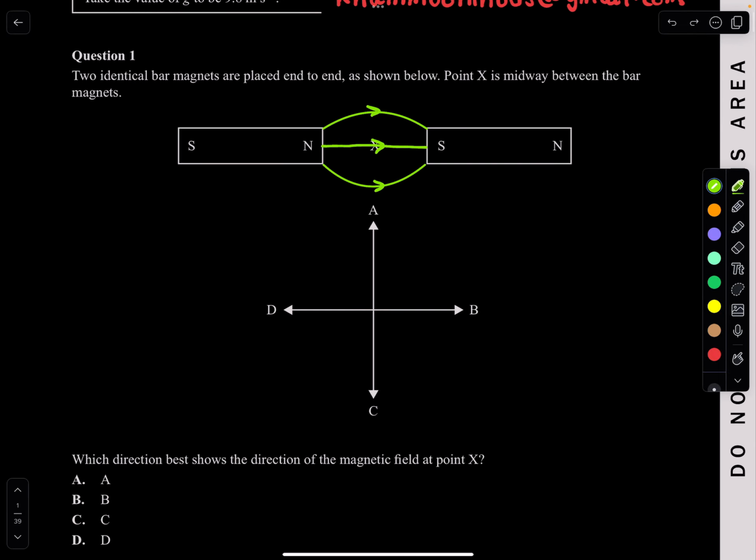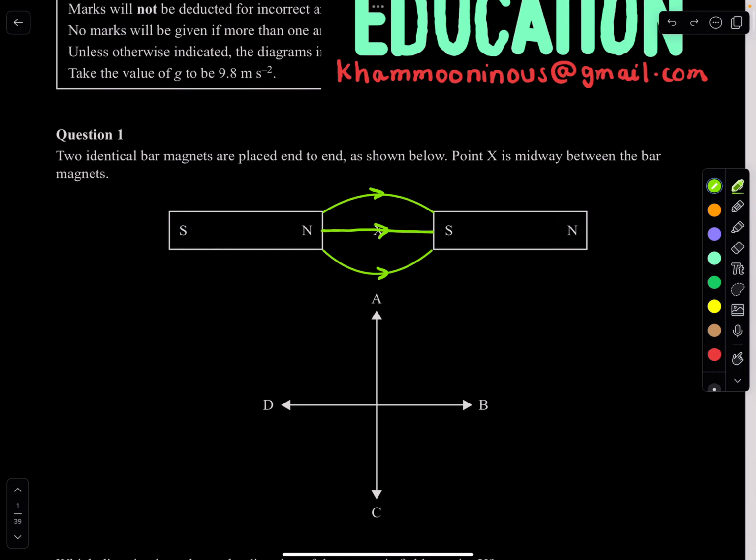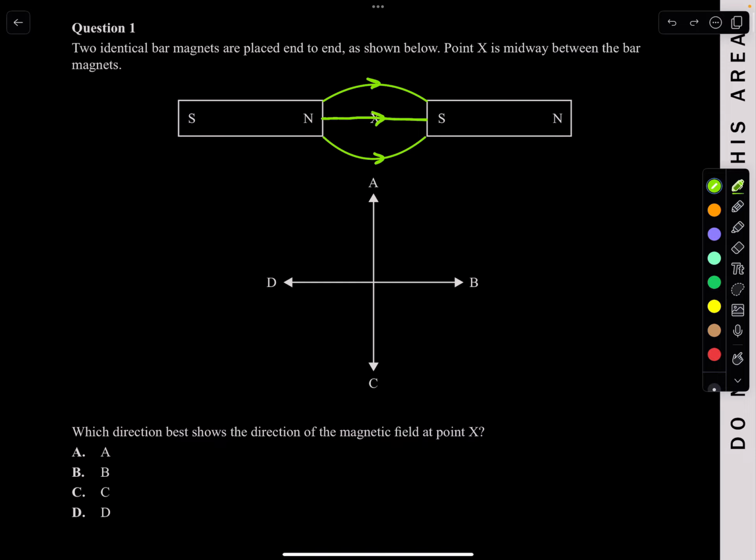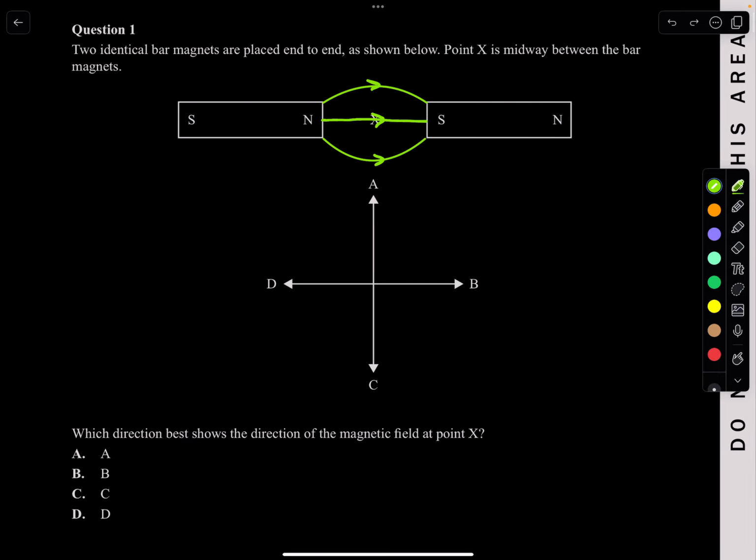So which direction measures the direction of the magnetic field at point X? As we can see at point X, it's actually to the right. The arrows are on the right. So B is showing to the right. So B is your answer. Done.